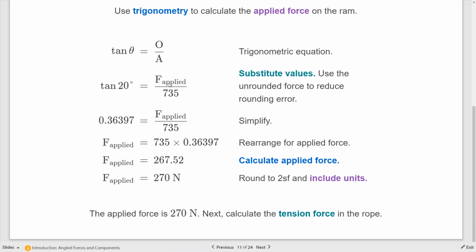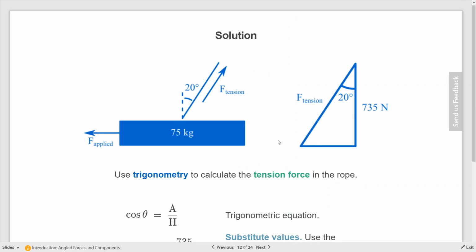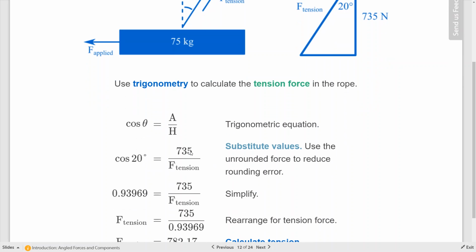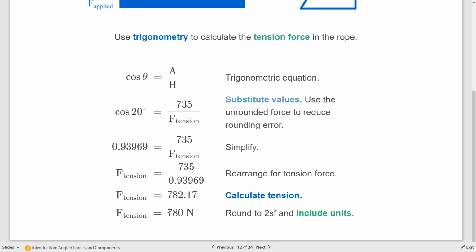So just rearranging that equation to find out force applied, you go through all this calculation and we end up with 270 to two significant figures, or if you wanted it to 4 or 5 significant figures, there's the value there. So 270. So next we do the tensional force. We can use trig again. We've got our triangle here. We know this one, we know this one. We actually only need to use this one here because we can use the cos, which is adjacent over hypotenuse. Again, cos 20 is 735 over the tensional force, which we need to work out. Again, working that all through, we end up with 780 to two significant figures.